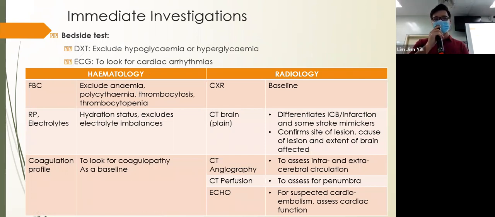Okay, bedside test, make sure we remember to do an ECG and DXT because they are also stroke mimic. Hypoglycemia can be a stroke mimic. ECG for any cardiac arrhythmia because they can be cardioembolic in nature. Arrhythmia is predisposed to clot formation, which can travel up to your brain.